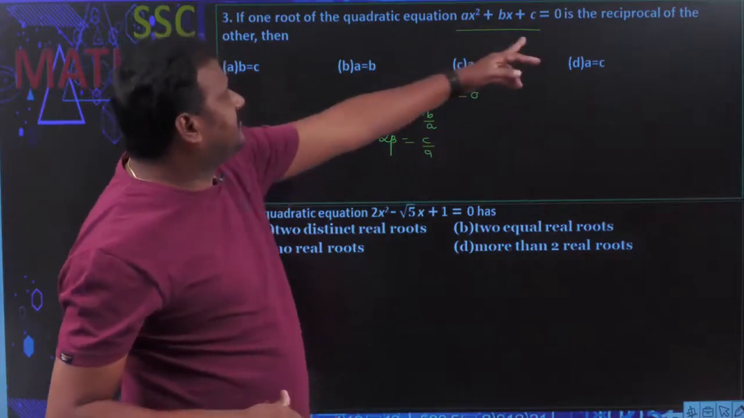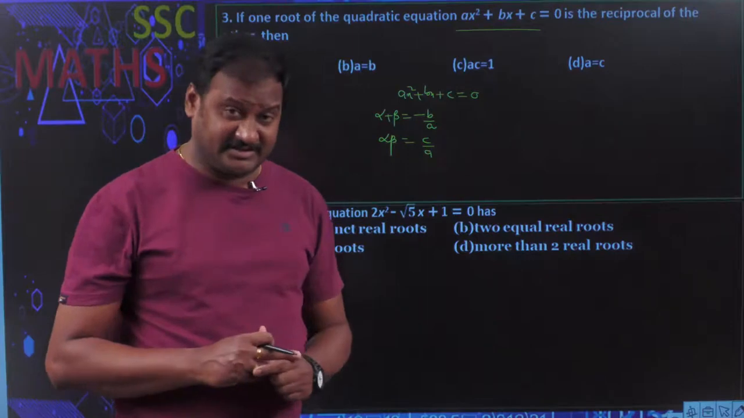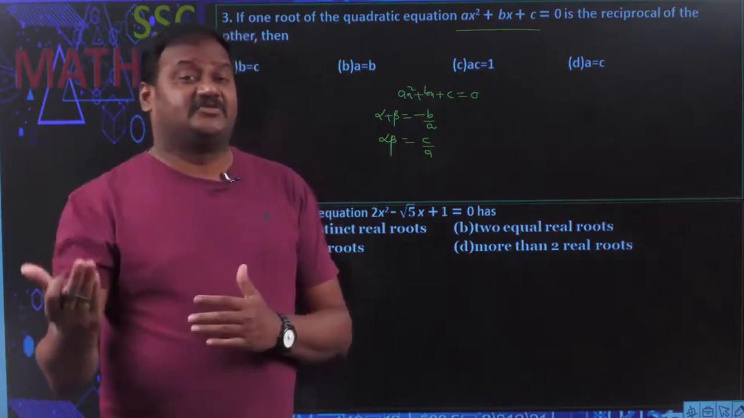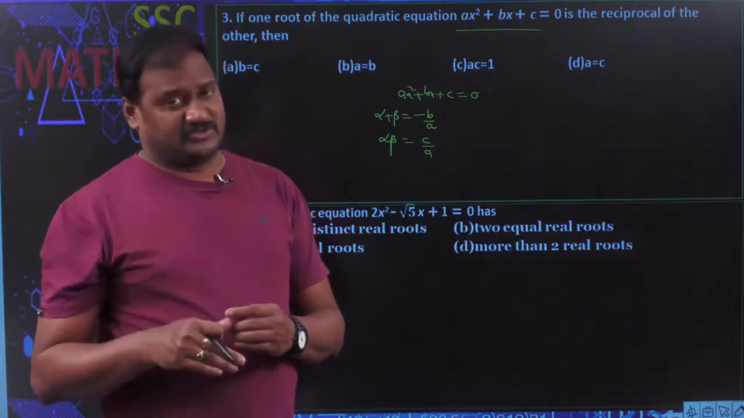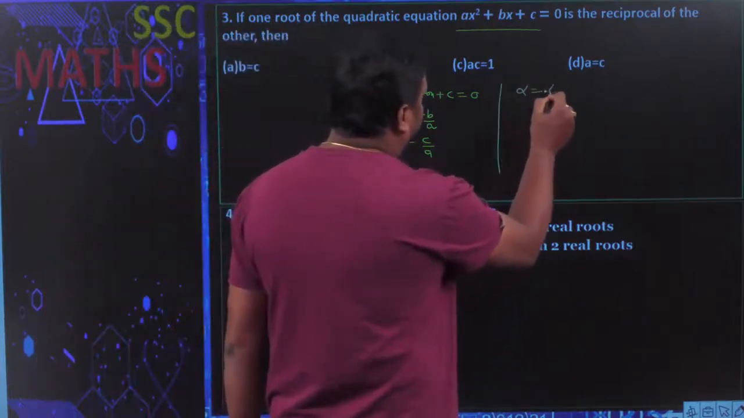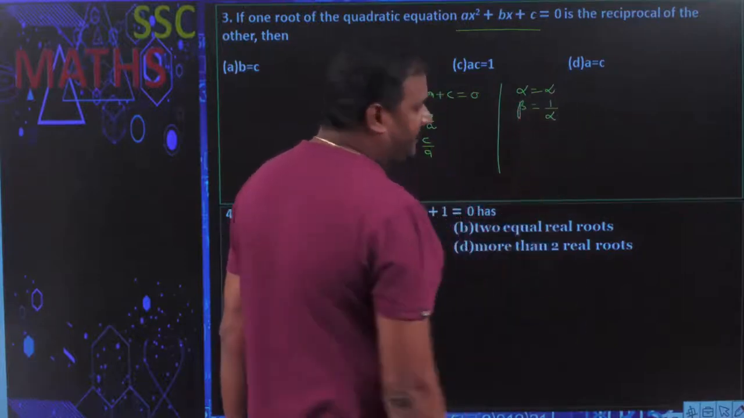Suppose, according to the given problem, the roots are reciprocal to each other. What do you mean by reciprocal to each other? If you know one root, the second root will be 1 divided by that root. So here let me take alpha is equal to alpha only. Then beta is equal to what? Reciprocal of this, that is 1 by alpha.